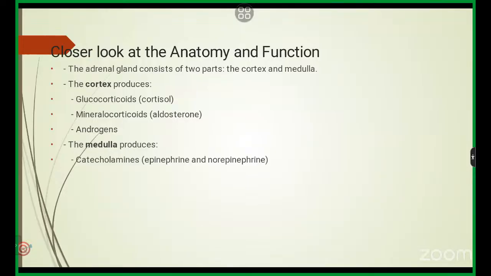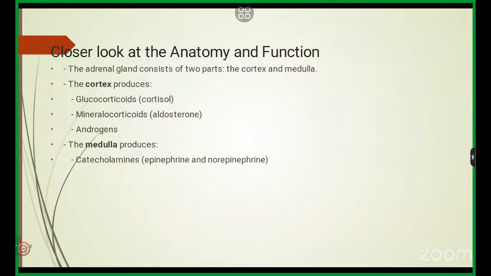Now we're going to take a closer look at the anatomy and function of the adrenal gland. The adrenal gland consists of two parts. It has the cortex, as I mentioned in the previous slides, and also the medulla. The cortex produces glucocorticoids, and cortisol is a glucocorticoid. The cortex also produces mineralocorticoids, and here we're going to talk about aldosterone. And finally, the adrenal cortex also produces androgens. These are sex hormones, which is why we are talking about regulation of sexual characteristics.